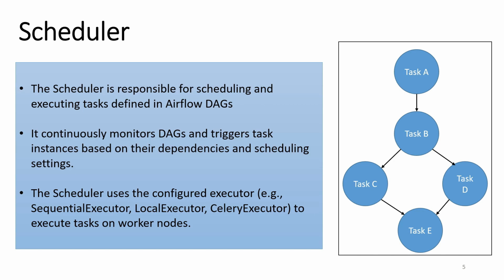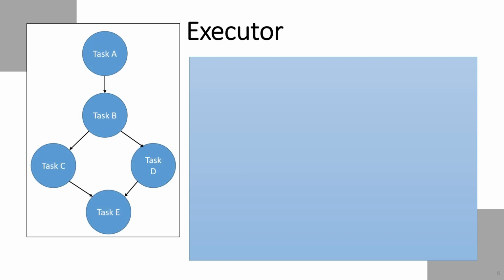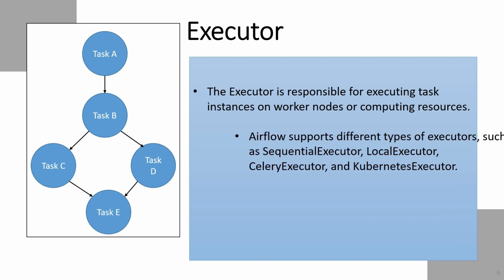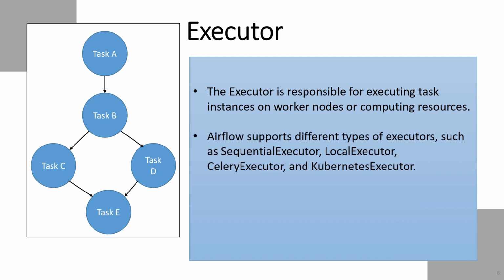Which brings us to our next component, that is executor. The executor is responsible for executing task instance on worker nodes or on computing resource. Airflow supports different types of executors such as sequential executor for single node execution, local executor for parallel execution on same machine, celery executor for distributed execution using celery, and Kubernetes executor for containerized execution on Kubernetes cluster.